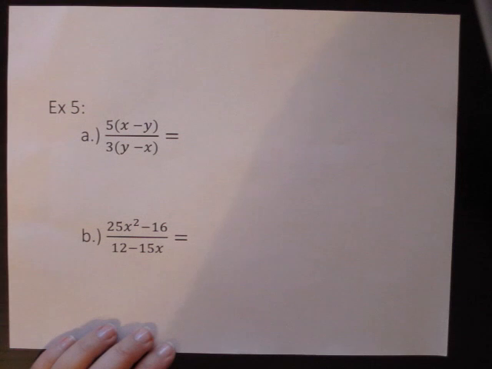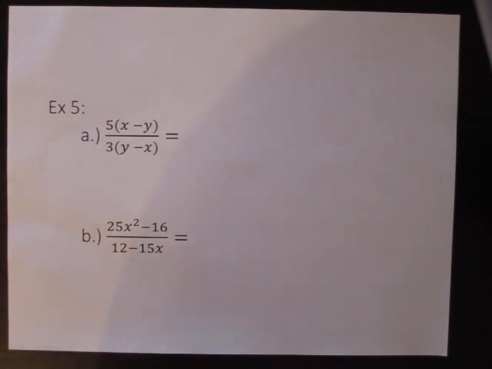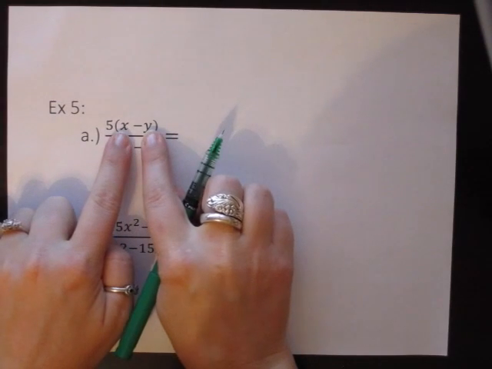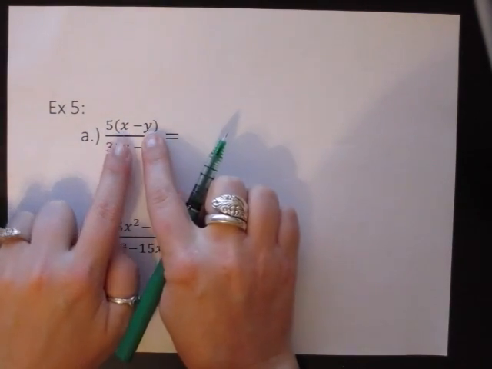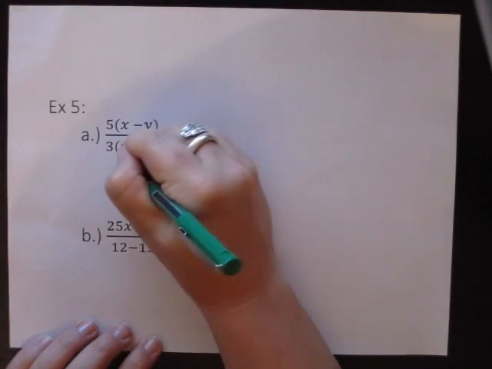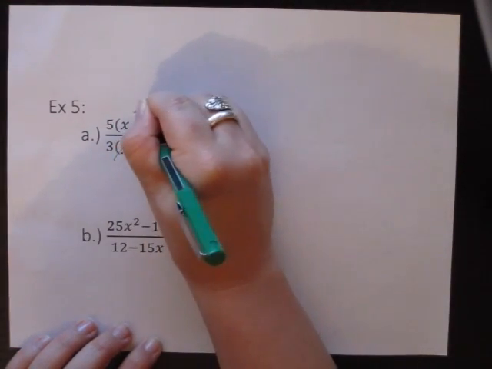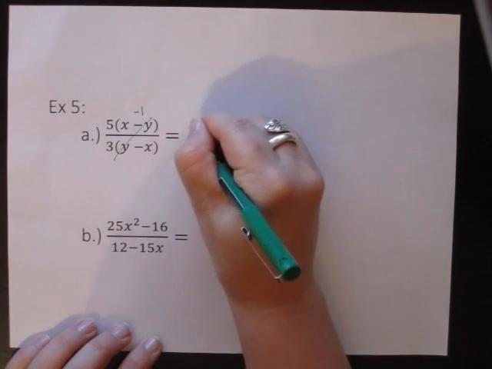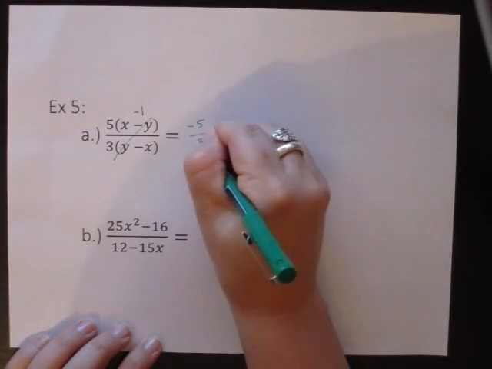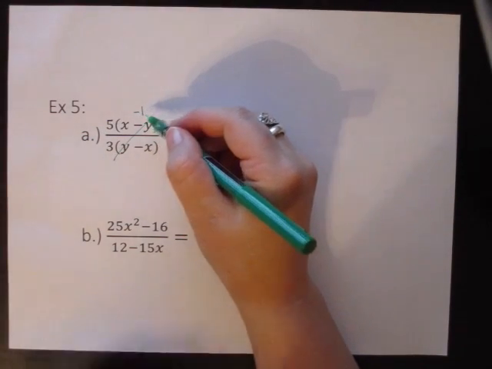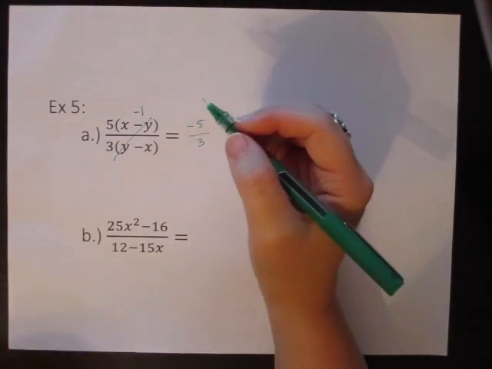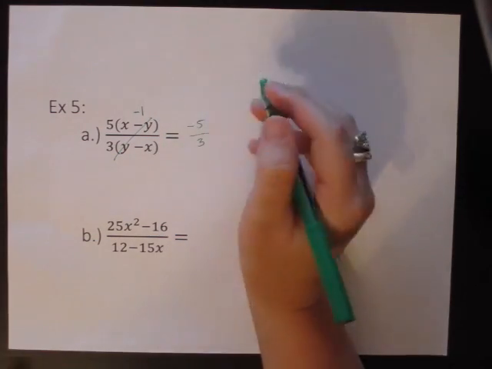Alright, so I did an easy one to begin with, and then we can work on it in just a second. So this one I've already factored for you. I've got 5 times x minus y over 3 times y minus x. The first thing that I see is that they are opposites of each other. Using subtraction, they are in opposite positions. So opposites will simplify to negative 1. So 5 times negative 1 is negative 5 over 3. Now you only put the negative 1 in the top, because if you do a negative over a negative, that's going to give you a positive.